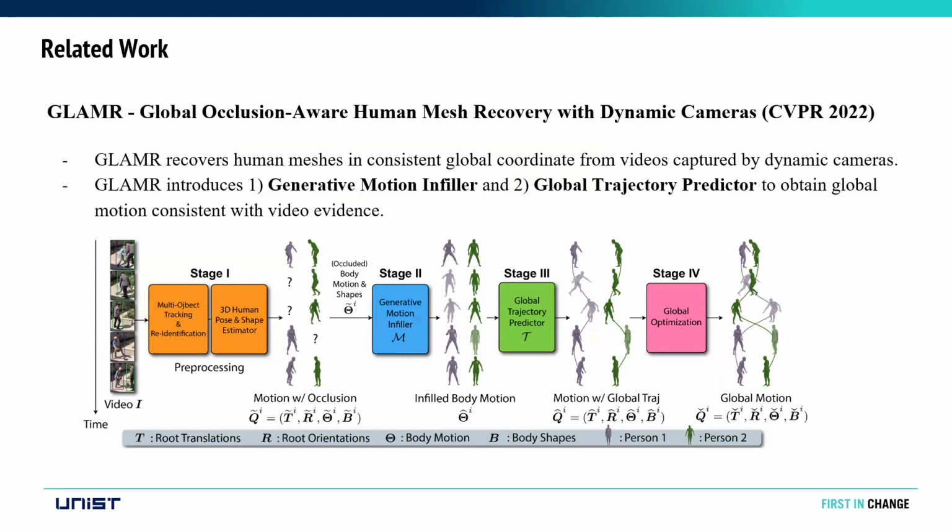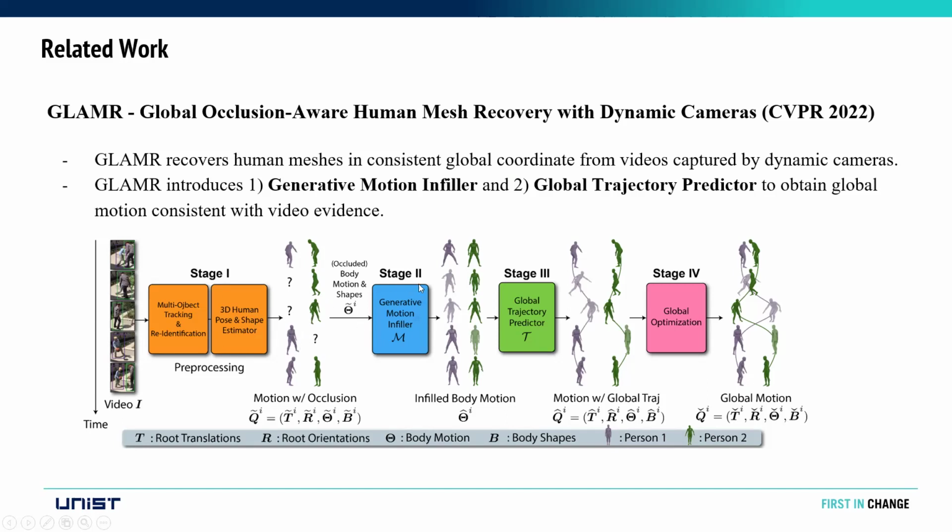And now I have GLAMR. It is designed to recover the human mesh in global coordinates from a video captured by dynamic cameras. GLAMR can do that by depending on two modules, which are the generative motion infiller and the global trajectory predictor. Looking at the architecture of GLAMR, we can see that it has four stages. For the first stage, it takes the input video and the motion module produces the 3D pose parameters for the SMPL model, and the SMPL model outputs the human body motion with occlusion. The question mark represents that the human body can be misdetected or go outside the camera frame.